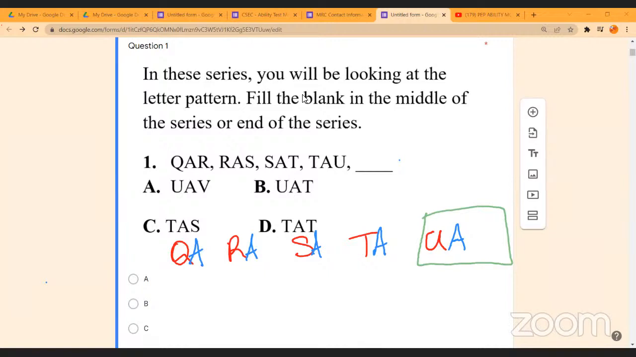All right, so let's go finish this one off. QARRASSATTAU. So the last letter, if we look at the last letter, it is RSTU, and the last letter is V. So we know that our answer is A.